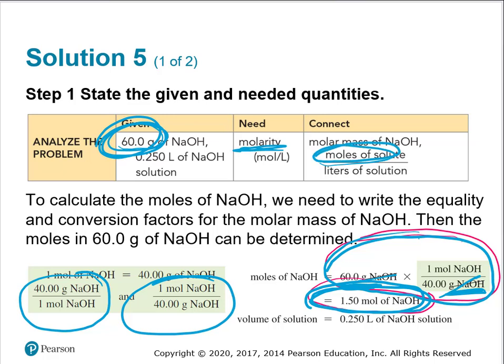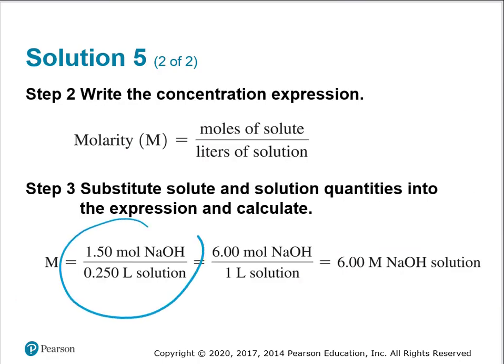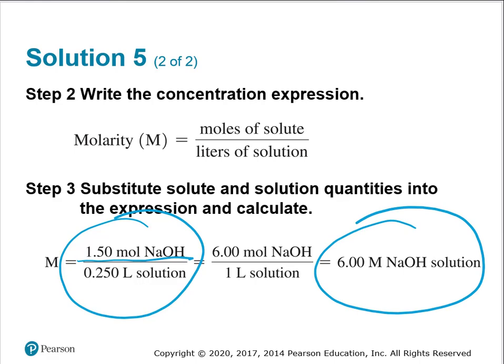That's my top, my numerator, and I need to divide it by liters of solution. And I am given liters of solution. So the last step is just taking my 1.5 moles of NaOH divided by 0.250 liters, and I would get 6, I need 3 significant figures, 6.00, capital M, which stands for moles per liter, of NaOH solution.